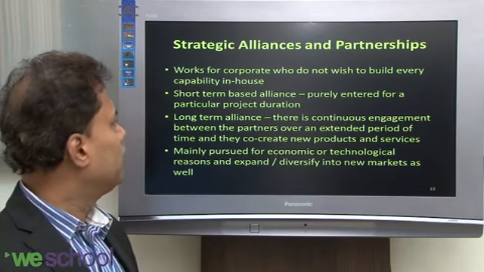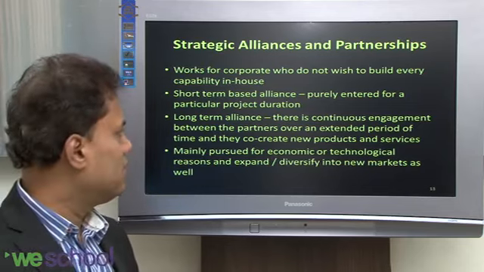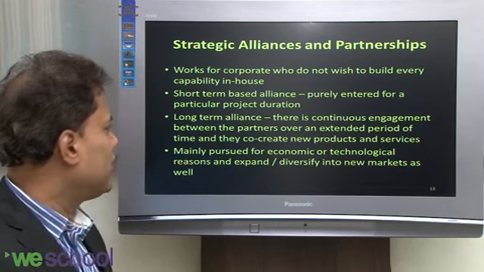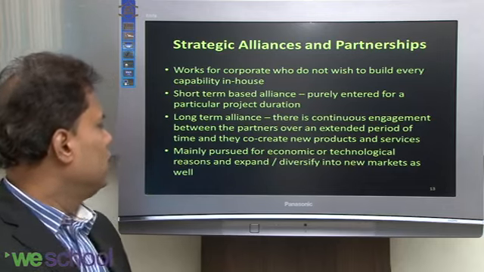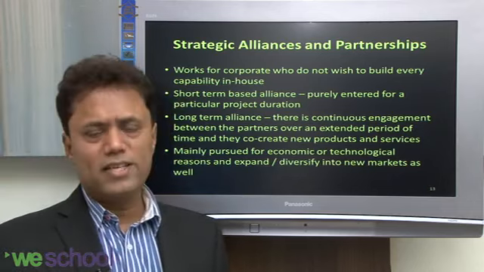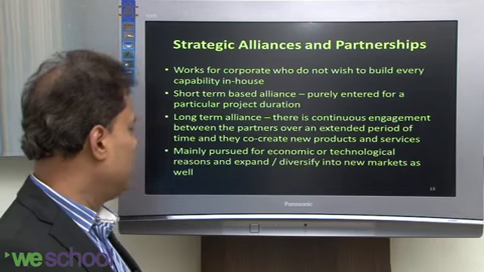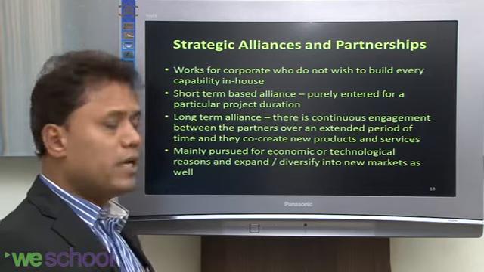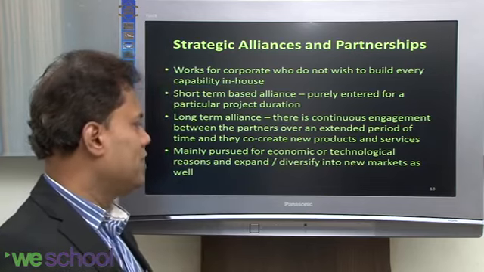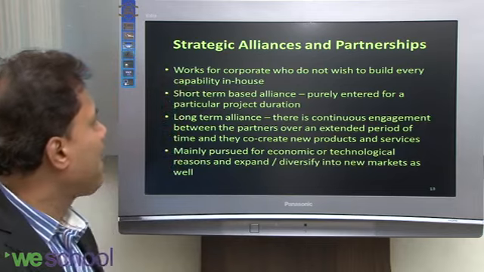There can be a short-term alliance, purely entered into for a particular project duration. A long-term alliance, which Airtel has entered into, is a great classic example in India: continuous engagement between Airtel and its partners over an extended period of time, and they co-create new products and services. It mainly pursues economic and technological reasons. Technological, because you don't have the technology know-how and you want to bring in another company to help you do that. Economic, because you want cost effectiveness in your operations, thereby you are able to easily expand and diversify into new markets as well. The franchisee system could be a good example.